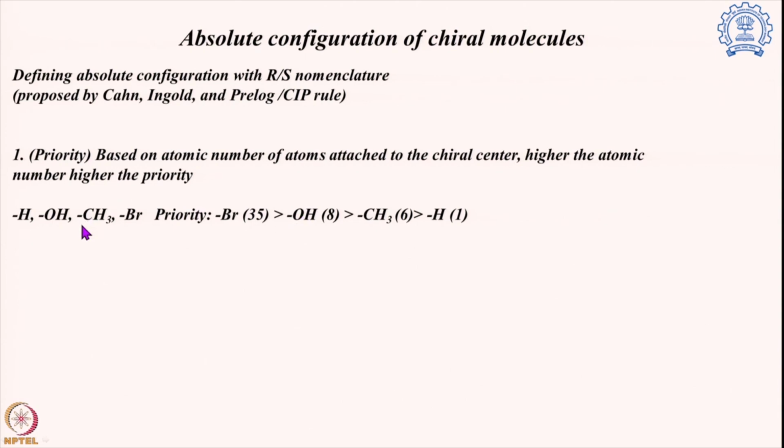So we look at the atoms which are directly coordinated to the carbon or the chiral center. Out of O and H, the oxygen is connected, so we take oxygen, which has an atomic number of 8. Then the methyl group, where the carbon is directly connected, has an atomic number of 6, and finally the hydrogen has 1. So the priority will be 35 greater than 8 greater than 6 greater than 1, or bromide greater than hydroxyl greater than methyl greater than hydrogen.